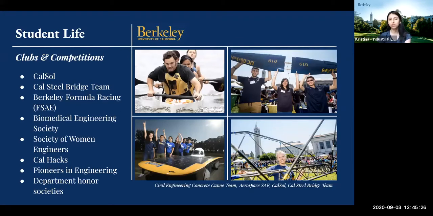So we have the CalSol team, which can be seen on the bottom left-hand side picture. Steel Bridge team we talked about, the Berkeley Formula Racing team, also a really cool team that we have on campus. The concrete canoe team can be found on the upper left-hand picture. We also have the Society of Women Engineers, CalHacks, Pioneers in Engineering, which reach out to middle and high school students and help them through that journey of getting involved in STEM. And then we also have department honor societies.